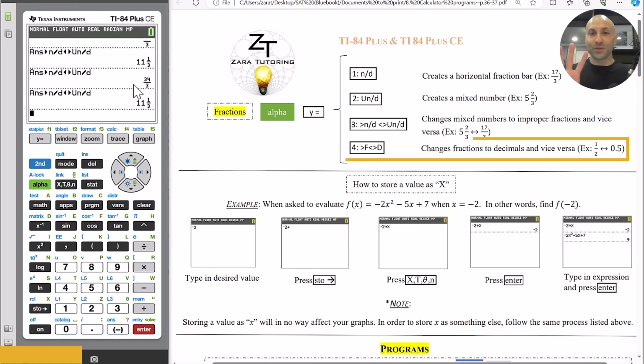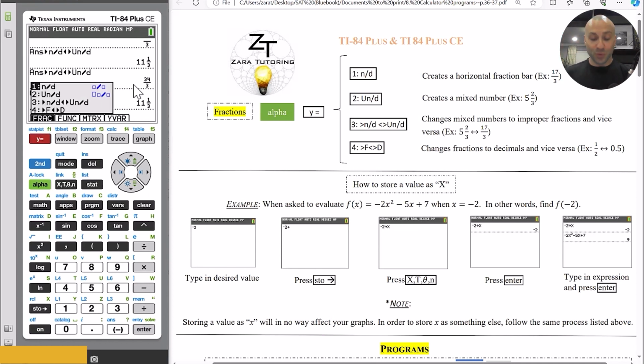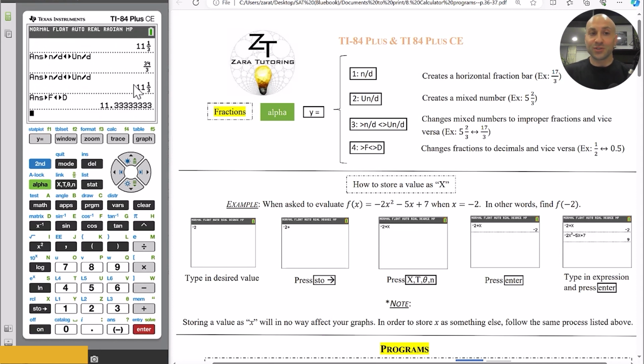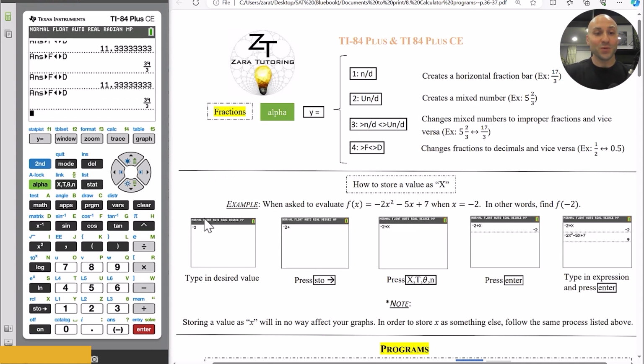Now let's go to the fourth option. If instead I want to take that mixed number, fraction, whatever kind of fraction I have, and turn it into a decimal, or if I have a decimal and I want to turn it into a fraction, I would choose alpha y equals, option number 4, enter, and it turned it into a decimal. If I press enter again, back to a fraction, more specifically improper, and it goes back and forth. All right, on to this function in between these two lines here.